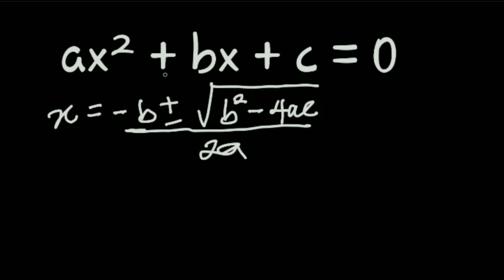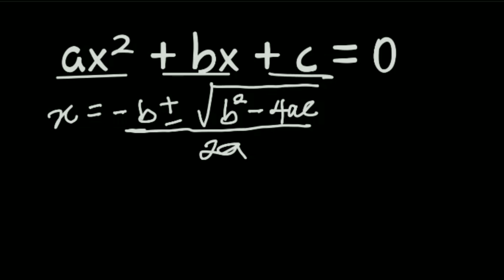Alright, so to derive the formula method, we will be using the general quadratic equation form, which is ax squared plus bx plus c equals 0. The first thing to do is identify that this is a quadratic term, this is a linear term, and this is a constant term. So we move the constant term to the right hand side.